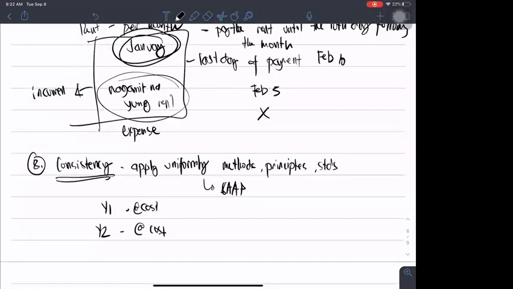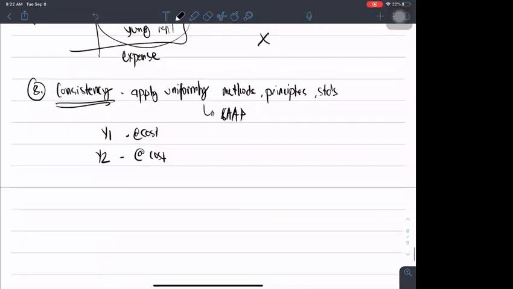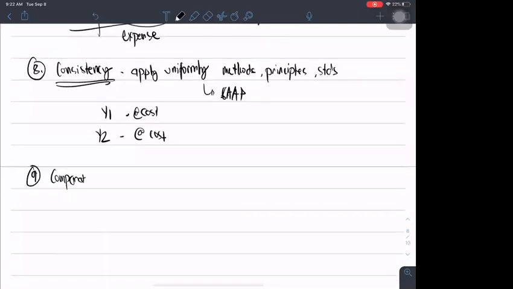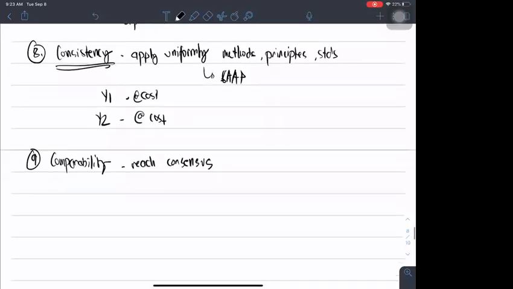9, we have your comparability. So when we say comparability, you can reach consensus among other users regarding one information. So for example, on year 1, year 2, nandito, nilagay mo cash and cash equivalents.